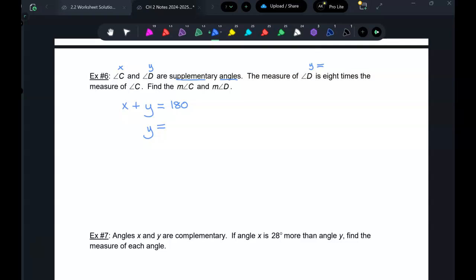Angle D is 8 times the measure of angle C. 8 times x. Where did you get 8 from? Oh, right, 8 here, times. 8 times. You just write 8x. We can write 8x, yeah.